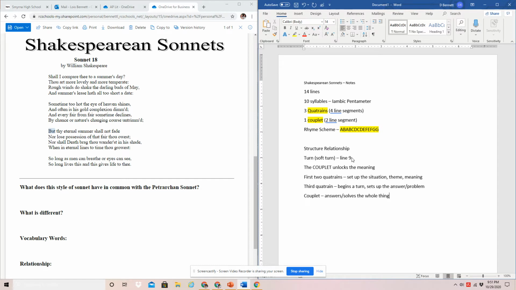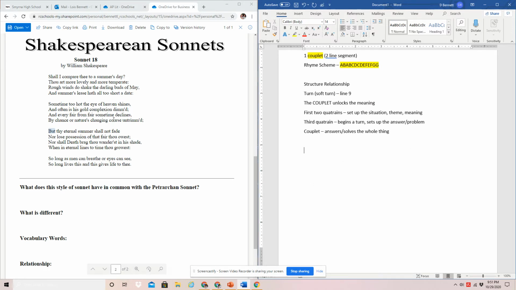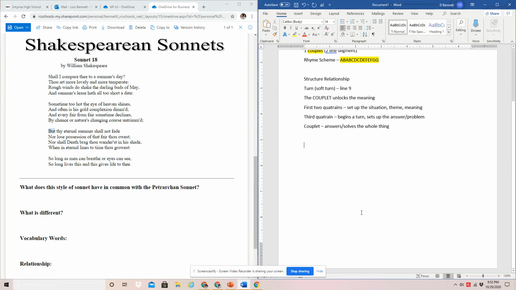If you overlook the couplet in a Shakespearean sonnet and you do not account for what the couplet means, then you have overlooked the true meaning of a Shakespearean sonnet, because without the couplet, you're not going to know what the poem's really all about. It's all about the couplet. So let's see how that works by looking at this Sonnet 18 that is on your handout.